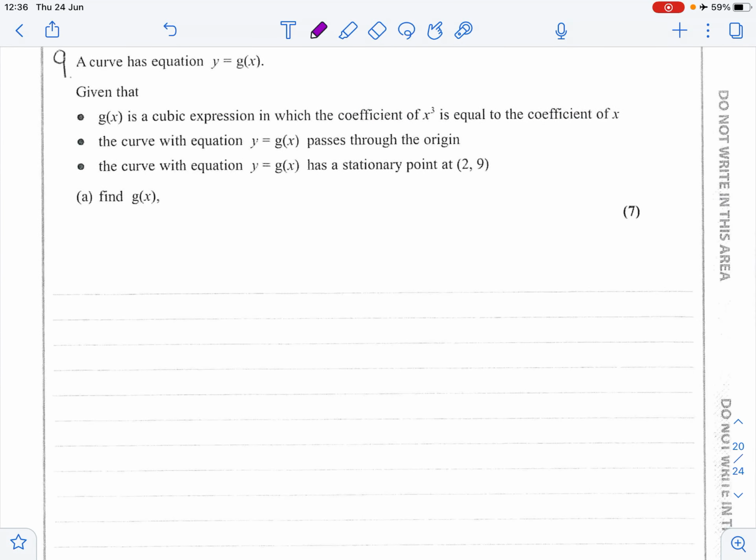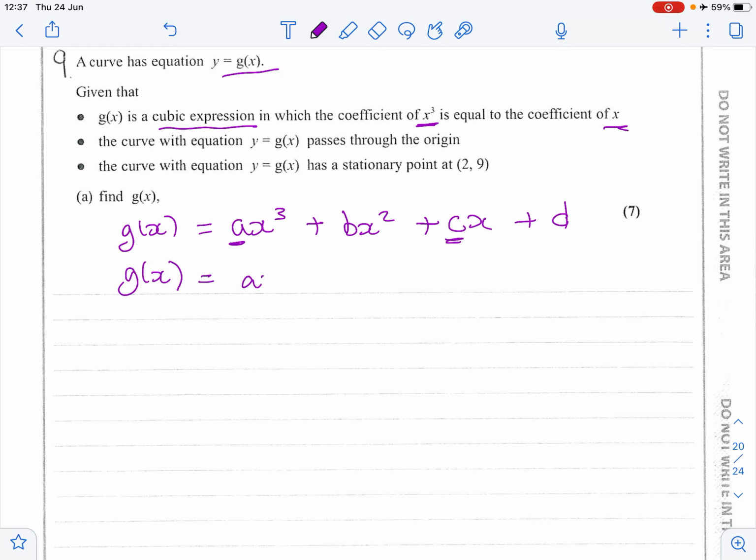Question 9. We have a curve g(x), and we are told this is a cubic expression. So remember, a cubic expression is always written in this format: ax cubed plus bx squared plus cx plus d. Then we are told that the coefficient of x cubed is equal to the coefficient of x. So the coefficients of those two are the same, and you can write this as ax cubed plus bx squared plus ax plus d.